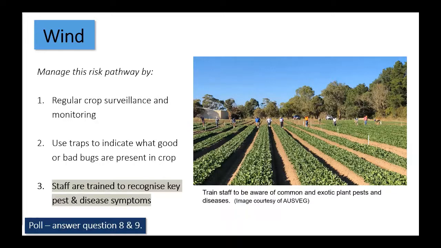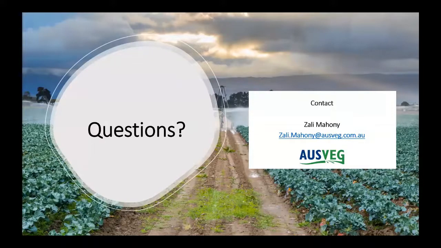And I'll throw to questions 8 and 9. Thanks, Zali. Thanks, Maddie. I might also just throw back to question 1, as I realised I missed that one at the start of the presentation, if possible. Is that the vehicles and equipment? Correct, yeah. Sure. Thank you. Perfect.